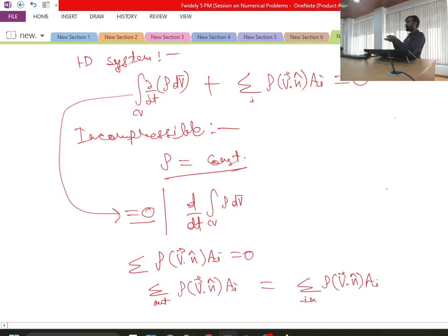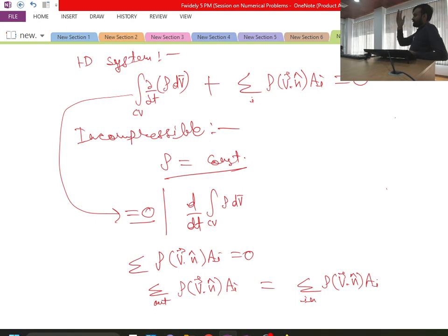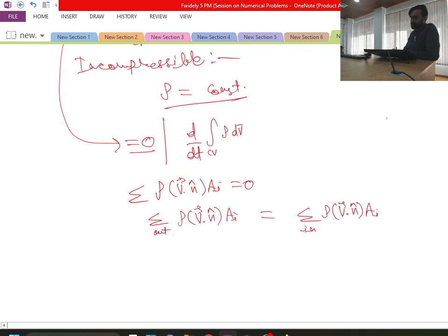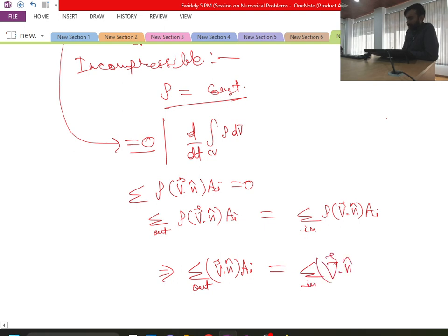So if you have a fixed size control volume, and the density of the fluid is assumed constant, any change within the control volume will be only because of inlets and outlets. Okay, there will not be any other change within the control volume. So from this, now density is constant, I can take rho out. Rho will cancel out, and ultimately I will get summation out of v vector dot n cap Ai, summation in of v vector dot n cap Ai.